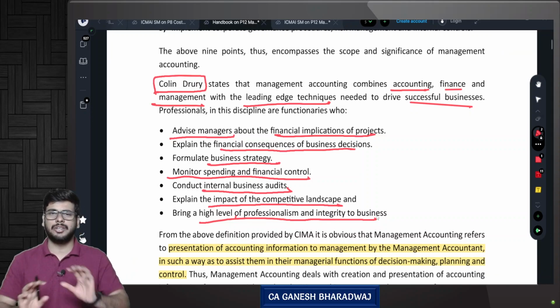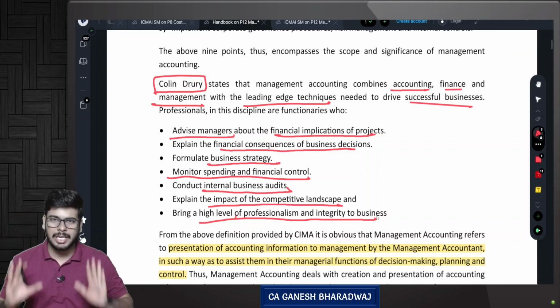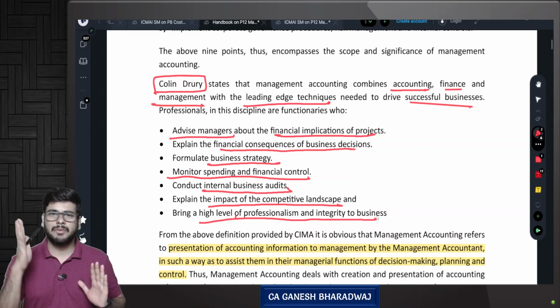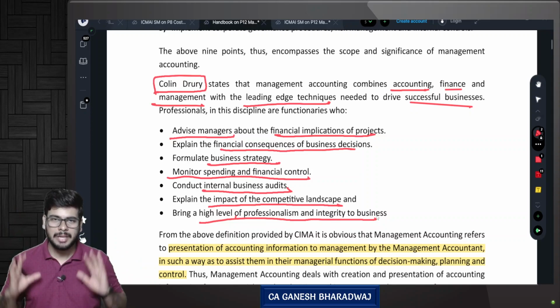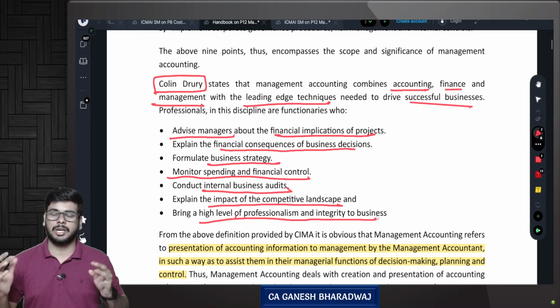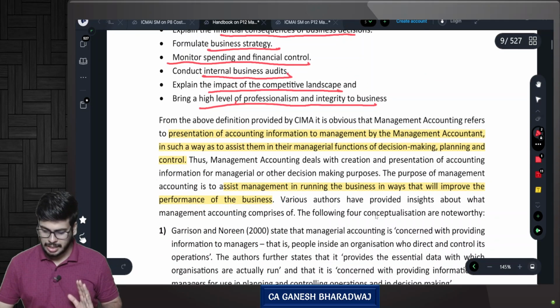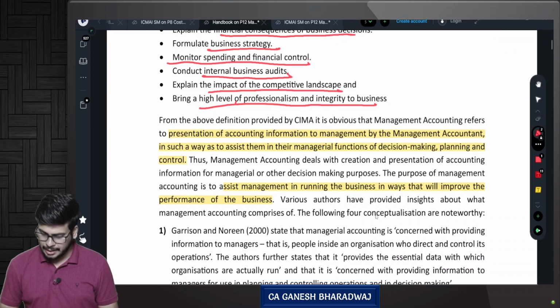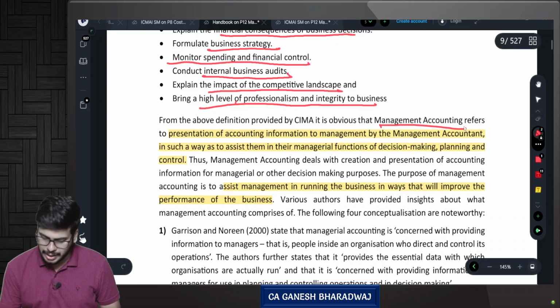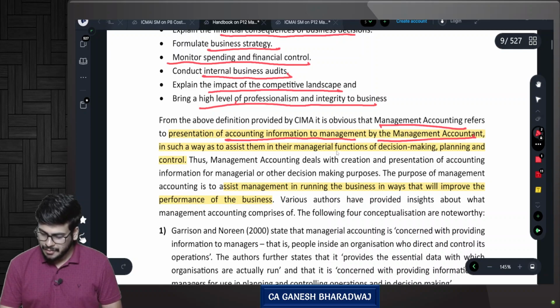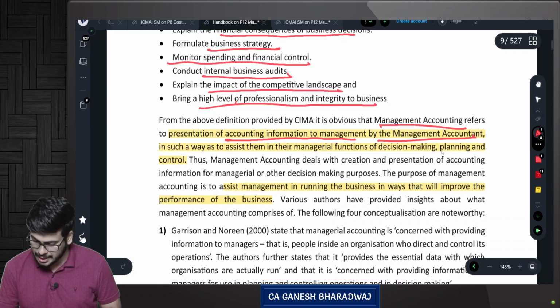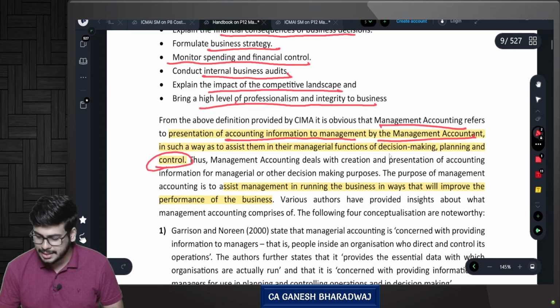Again and again, I'm telling you, broadly it revolves around providing information to the top management that helps them in two objectives: decision making and control. Just have that in your mind. These are theoretical aspects given in your study material. Clear? Fine. Management accounting refers to presentation of accounting information to the management by the management accountant in such a way as to assist them with managerial decision making, planning, and control. This is exactly what I said.